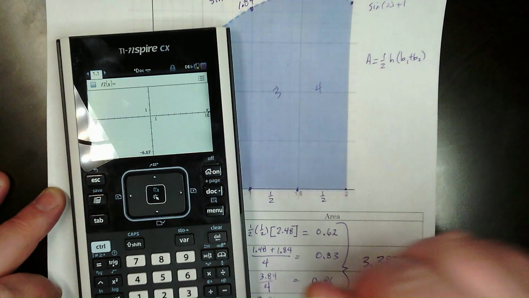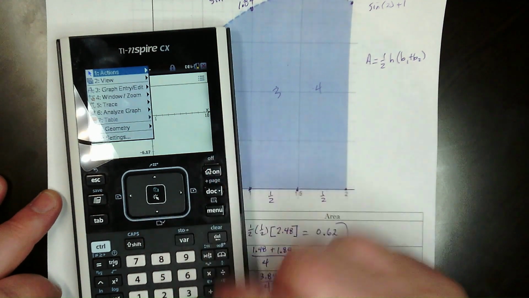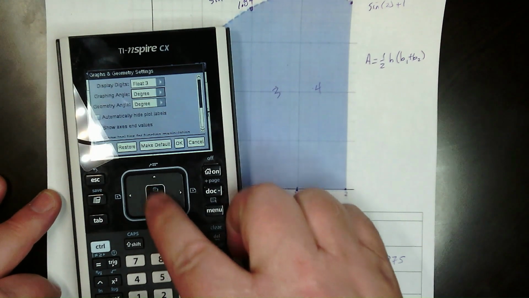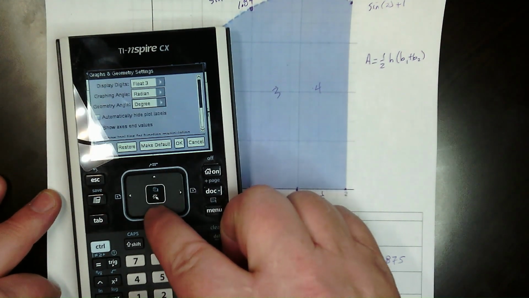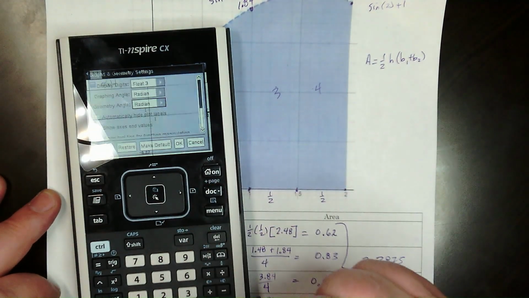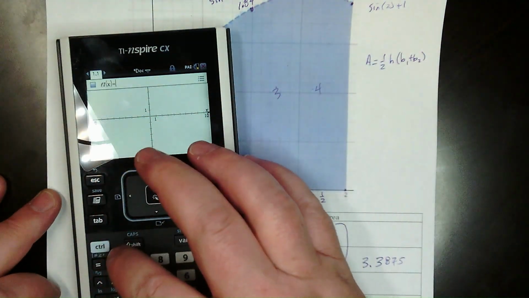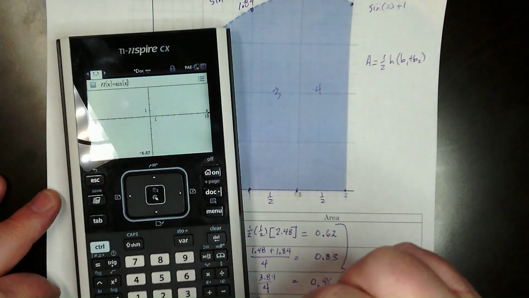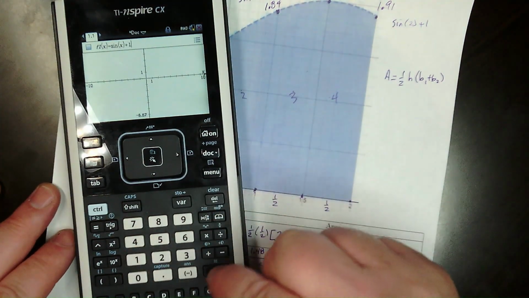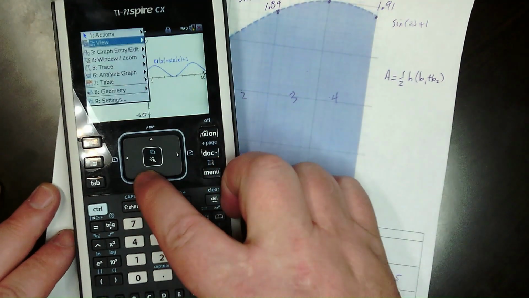So we're in degrees, so we have to change that. It's not that big of a deal if I remember how to do it. We go to menu, then you go to number 9, and what we want is radians. Radians, perfect. Okay, so we're doing sine of x plus 1. Enter. There's our graph.